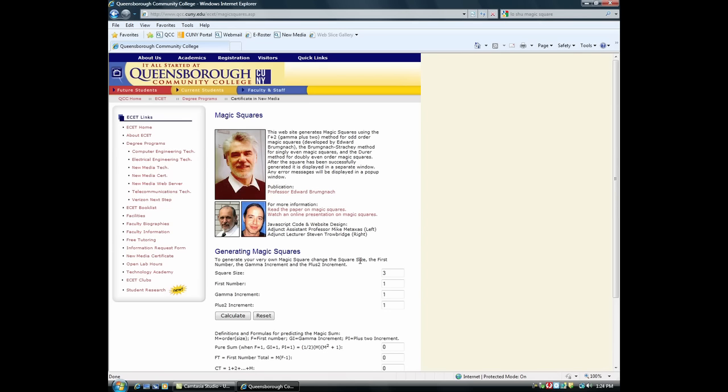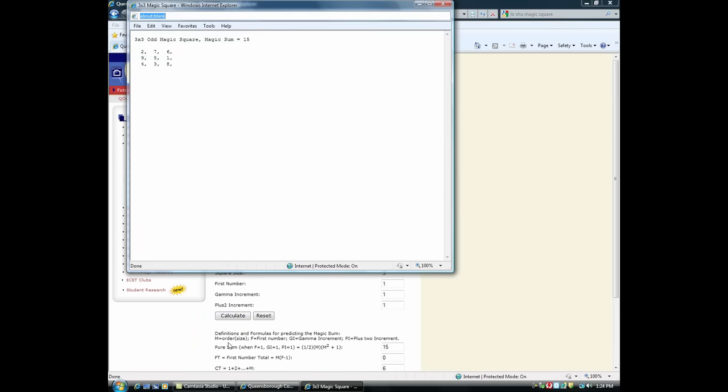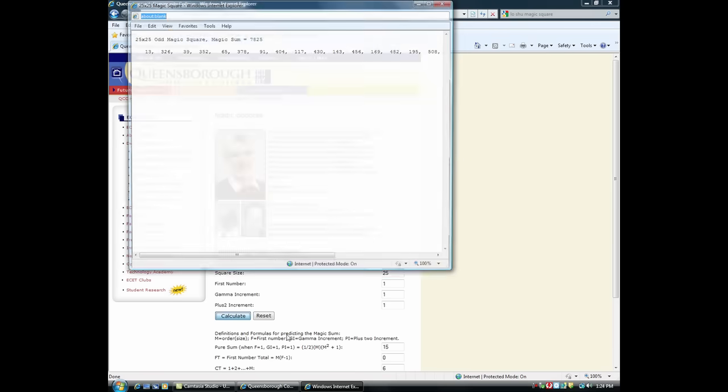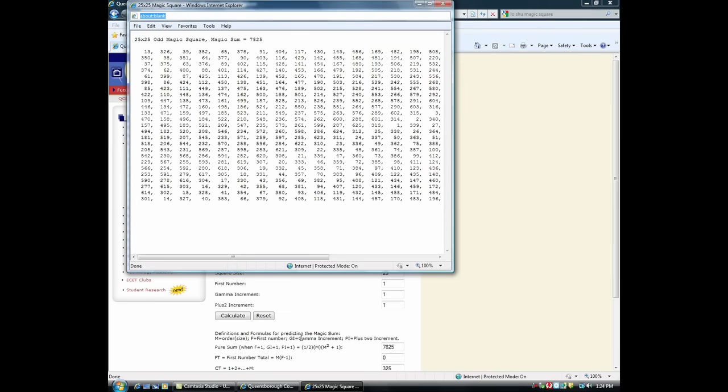And now you can go on the internet and you can go to our website and you can tell it the size square you want. And calculate, and there's your square. You want to do a 25 by 25 magic square? Well, here it is. And each vertical, each horizontal, and each main diagonal adds up to 7,825. Okay. So you guys, if you want to play with this, you're welcome to play.